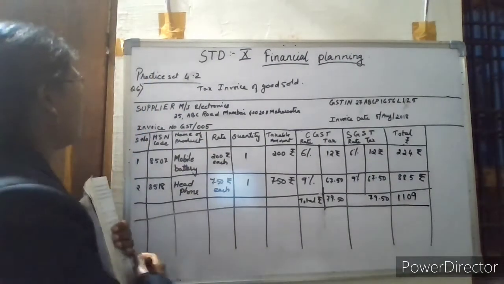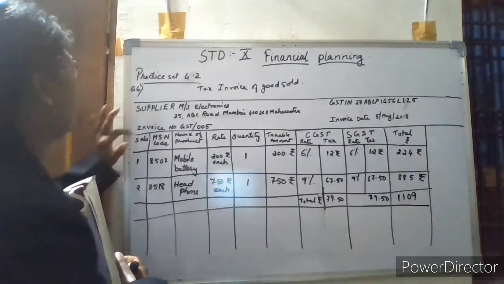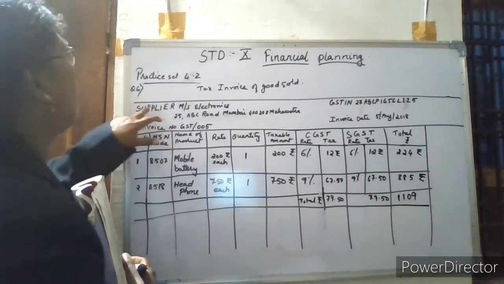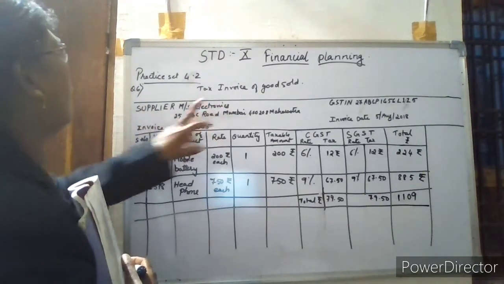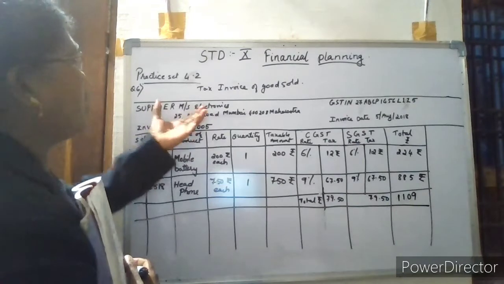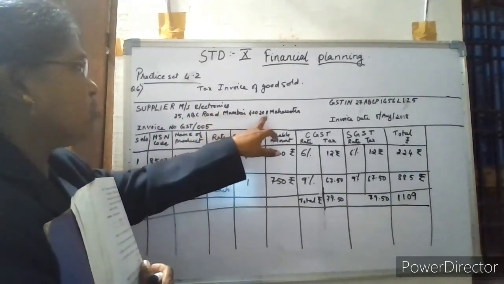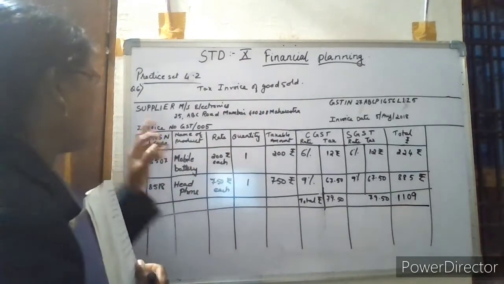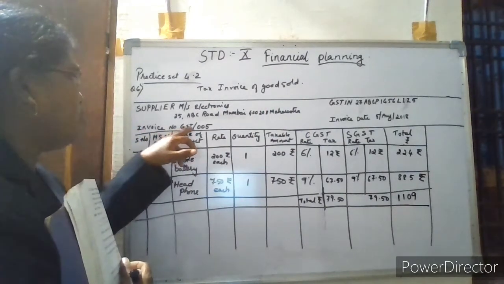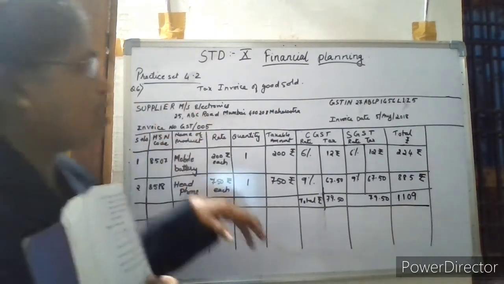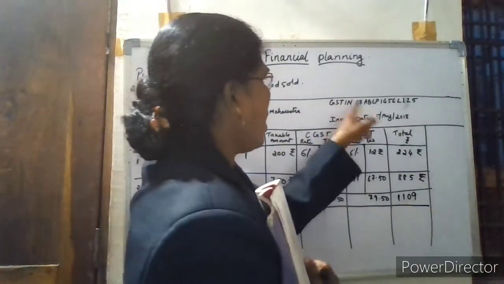So therefore, first the serial number comes. This is the supplier's name, MS Electronics. Then you can write the address on your own. I have written ABC Road, Mumbai. This is the pin code, and Maharashtra is given. And the invoice number, GST/ and you give a number here. Then the GSTIN is 27.